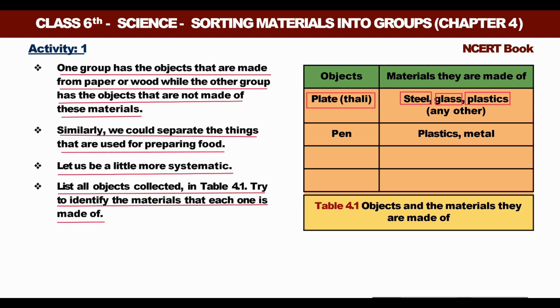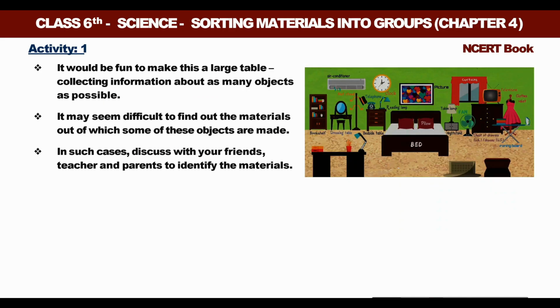So many others can be there. And a pen can be made up of plastics, and a pen can be made up of what? Metal. So that is a correct categorization. On one side the objects, on another side the materials they are made up of. It would be fun to make this a large table collecting information about as many objects as possible. तो आपका बहुत fun होगा, interesting होगा कि we are making lots of objects, information सब collect कर रहे हैं.